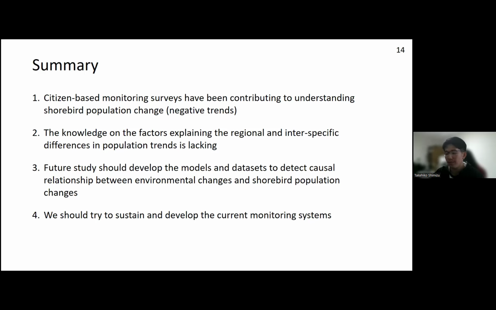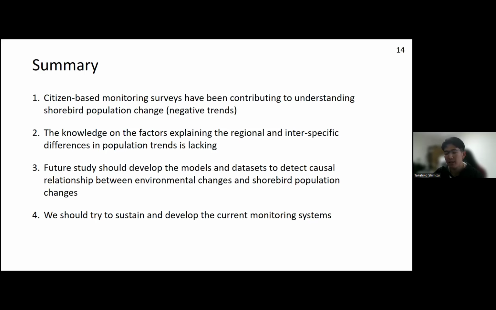Firstly, citizen-based monitoring surveys have been contributing to understanding shorebird population change in many regions, including Japan. Secondly, even though shorebird population trends are specified and decreasing, the knowledge on the factors explaining the regional and interspecific differences in population trend is still lacking.